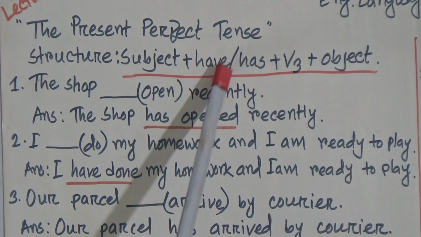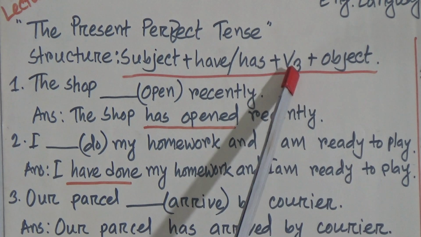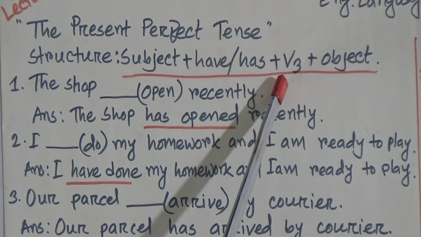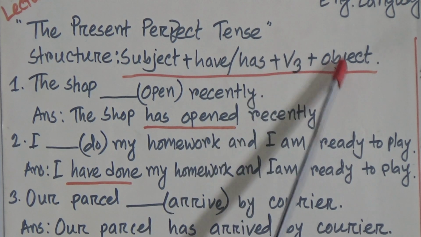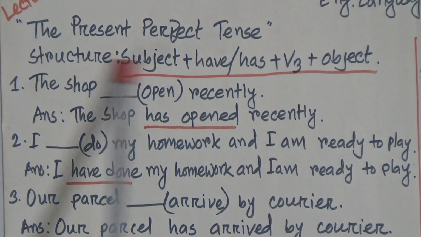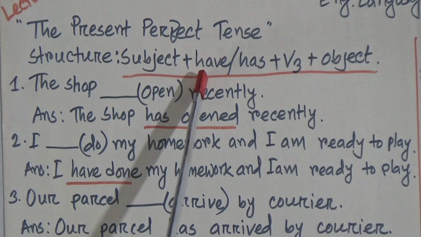After writing have or has, we have to use the third form of the verb. The third form is V3, meaning the past participle form of the verb. After that, you have to write the object if the sentence contains an object, okay? This is the structure. You have to memorize this structure very carefully, okay?